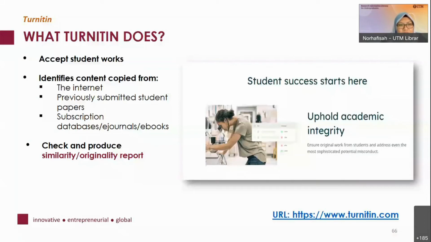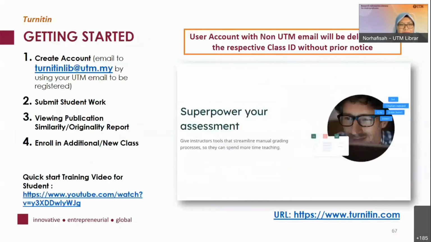Turnitin also identifies content copied from subscription databases, for example, e-journals and e-books. As usual, Turnitin can check and produce a similarity or originality report about the student's work. So now it starts. I will show you later.